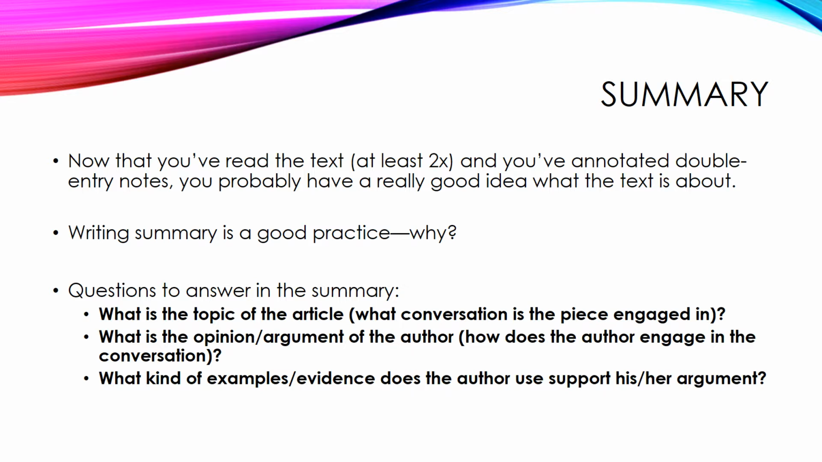Okay, so let's talk about what to do when you're actually going to attempt to write the summary. When you're writing the summary, there are 3 good questions to answer, and that way you'll know you've covered all of your bases. The first one, what is the topic of the article? In other words, what conversation is the piece engaged in? Number 2, what is the opinion or argument of the author? In other words, how does the author engage in the conversation you've identified? Is there a main argument on behalf of the author? And number 3, what kind of examples or evidence does the author use to support his or her argument? Now, you do not and you should not include all of the examples or evidence in the piece, but include 1 or 2.